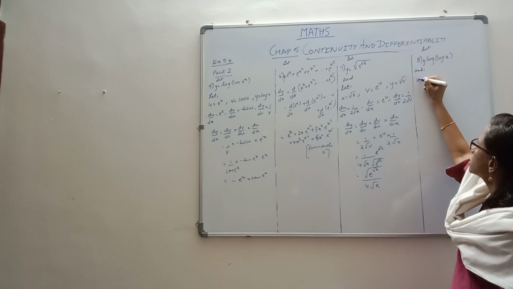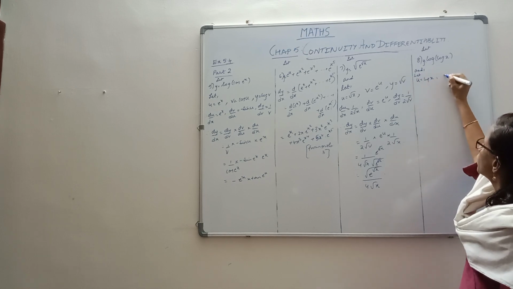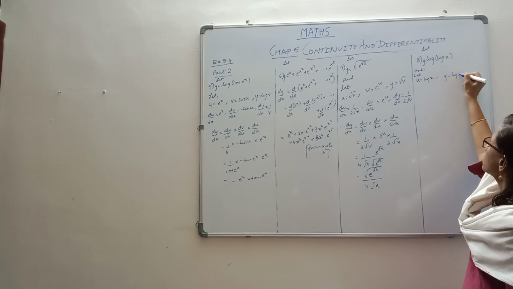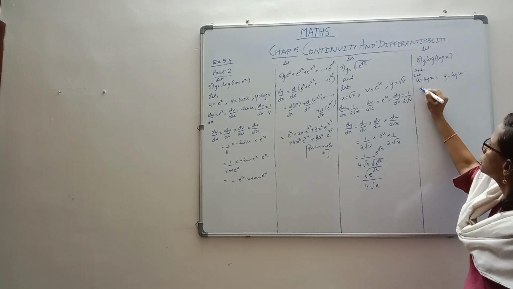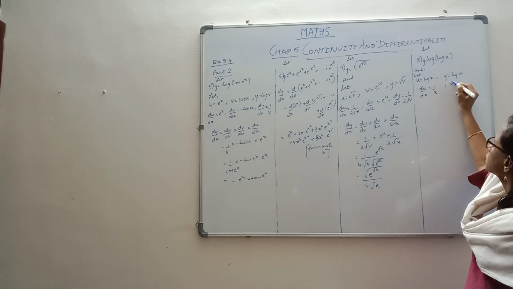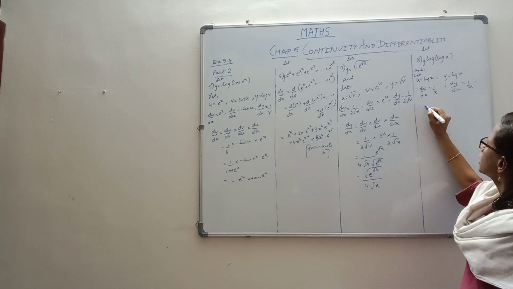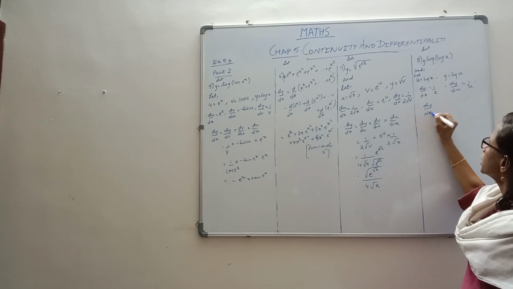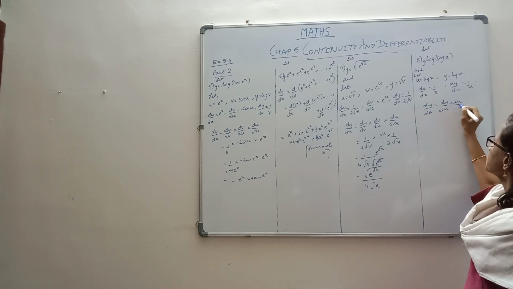The innermost function is log x, so let u be log x first. So what happens to y? y becomes log u. Now du with respect to dx is 1 by x. dy with respect to du is 1 by u. Like that, finally we try to get dy by dx, because y is with respect to u and u is with respect to x.